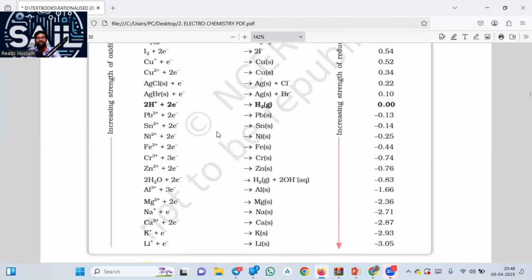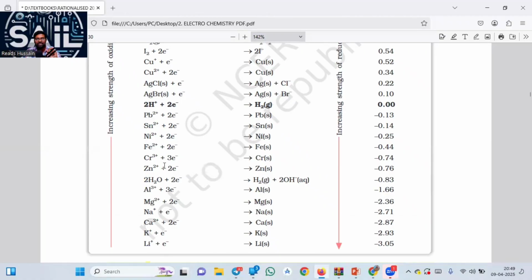What can you understand from this? Once again, you see zinc has minus 0.76, which is a lesser value, whereas copper has a higher, positive value, and it is the cathode. What can you understand from this? The electrode which has the lower value acts as the anode, and the one with the higher value acts as the cathode. You can note this down. Otherwise, you can also remember it like this.